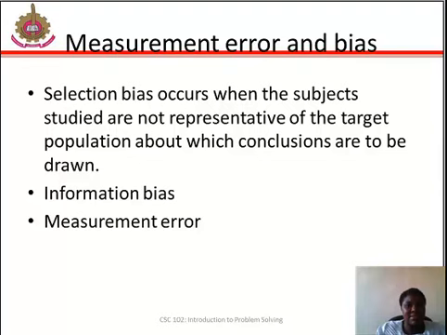Measurement errors and bias. Bias cannot usually be totally eliminated from epidemiological studies. The aim, therefore, must be to keep it to a minimum, to identify those biases that cannot be avoided, to assess their potential impact, and to take this into account when interpreting results. The motto of an epidemiologist could be dirty hands but a clean mind. Among the measurement errors we have is selection bias, which occurs when the subjects studied are not representative of the target population about which conclusions are to be drawn. We can have information bias too, and we can have measurement bias.